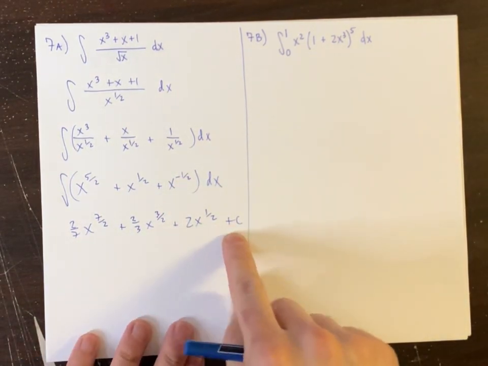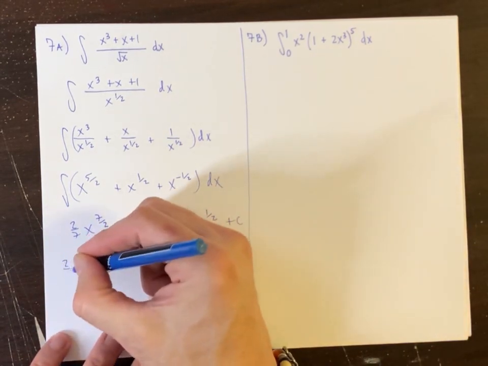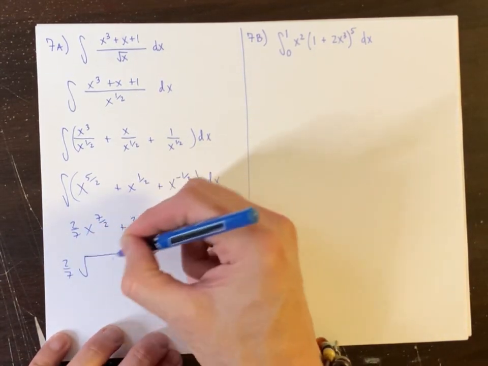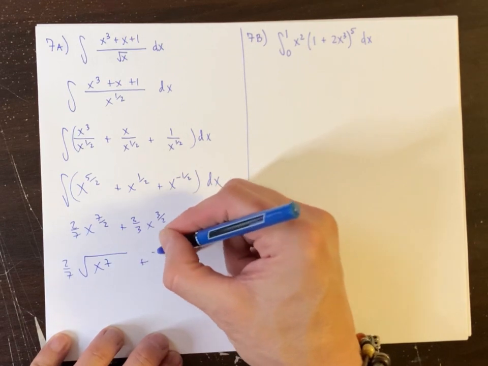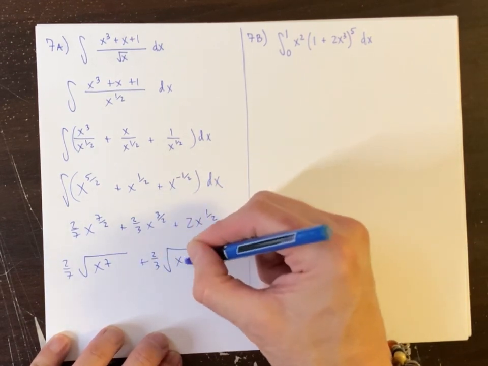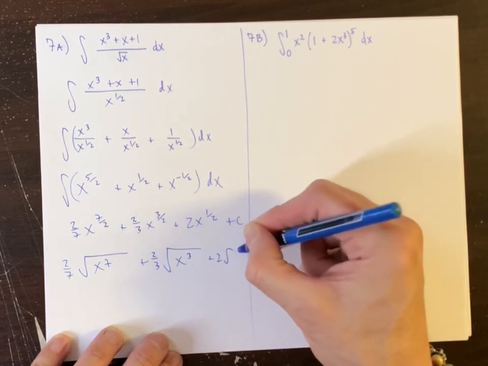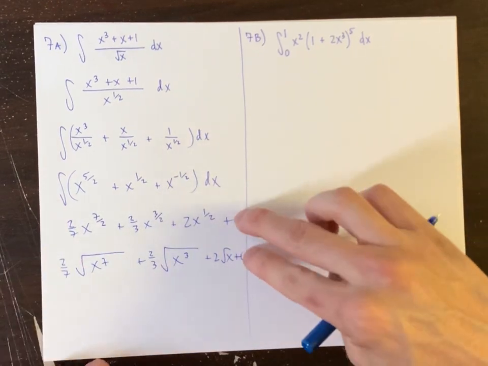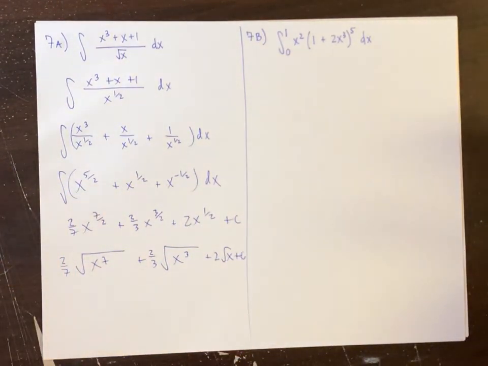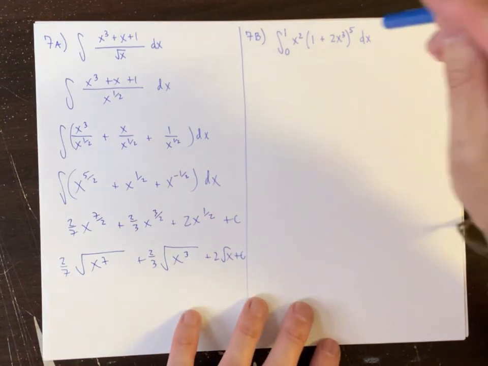So this is money. If you want, you could also do this. This would be like 2/7 the square root of x to the 7th plus 2/3 the square root of x cubed plus 2 square root of x plus c. Same thing. This is with radicals and this is with rational exponents, whatever they prefer.